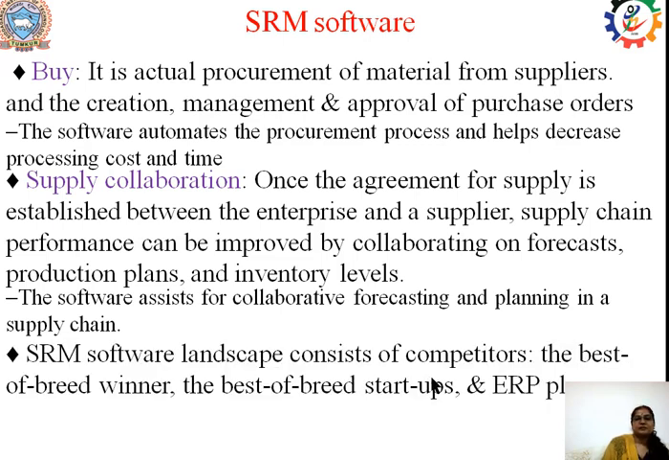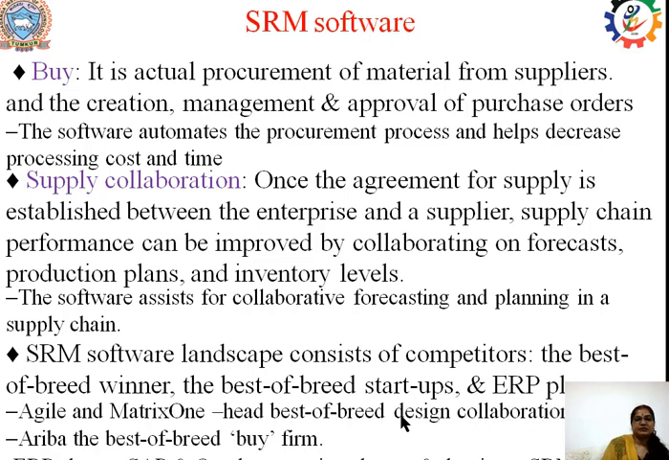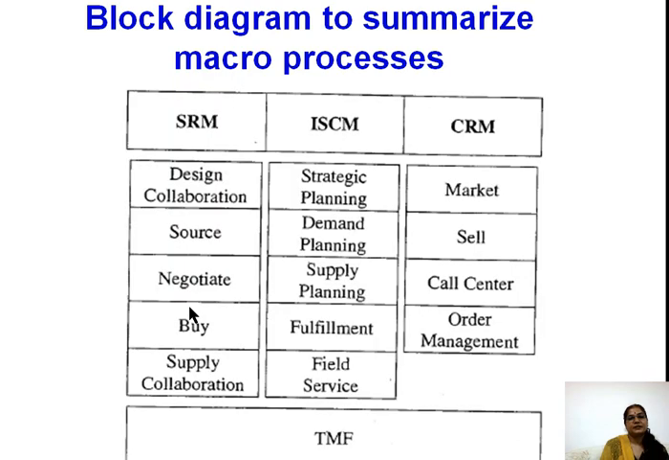So the landscape once again consists of three levels of players. Agile and Matrix One are the best of breed in the design collaboration group. For buying purposes, the best of breed firm is Ariba, and as usual ERP players are also there in the market, SAP and Oracle. So this is a block diagram which summarizes all the macro processes. Whenever a question is asked on macro processes, you have to draw this block diagram and then explain.